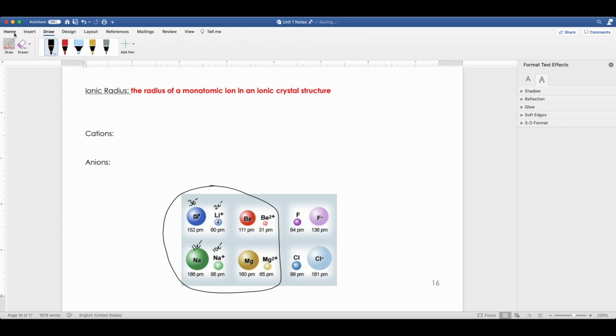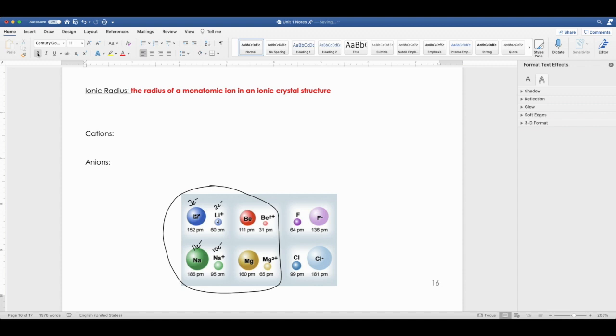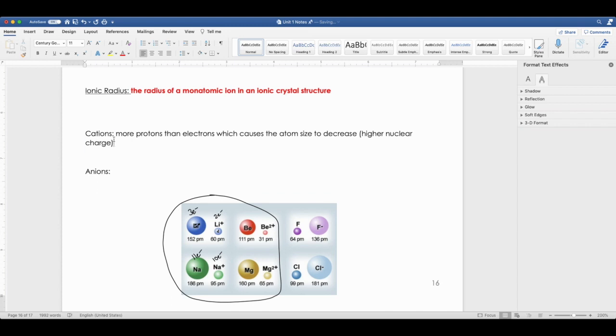So let's go ahead and get this down in here. So cations, we have more protons than electrons, which causes the atom size to decrease. And that's because we have a higher nuclear charge. It all comes down to that nuclear charge. That's a really good phrase to use for a Unit 1 question. If we want to be really specific, we could say atom slash ion, because if it loses an electron, it technically becomes an ion.